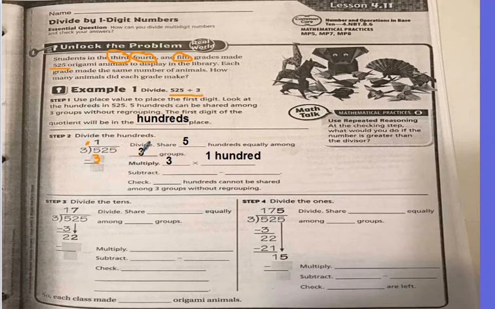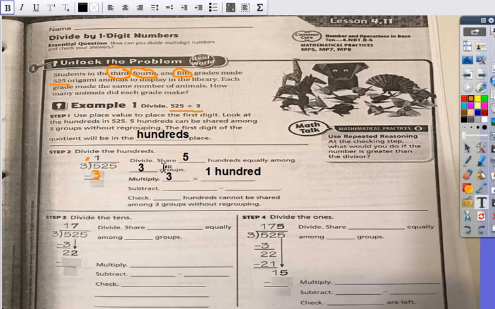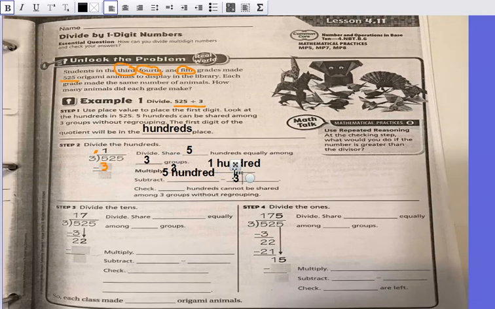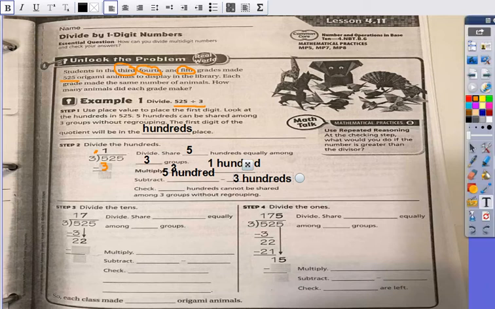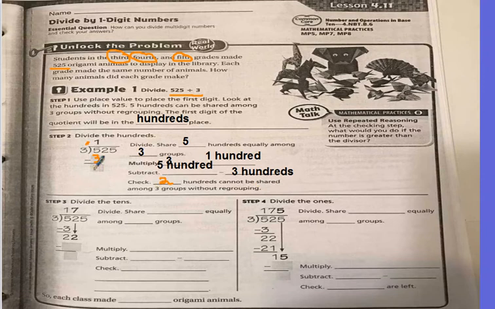We did that, and then our next step is to subtract. 5 minus 3, or excuse me, 500 minus 300. After you do that, 5 minus 3 is 2. So I'm going to put 2 hundreds cannot be shared among 3 groups without regrouping. So I'm going to put my 2 down here. We're not done. We just covered the hundreds spot. Now we're going to go to the tens place.